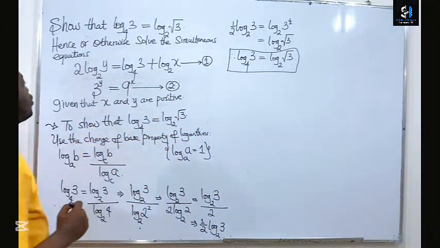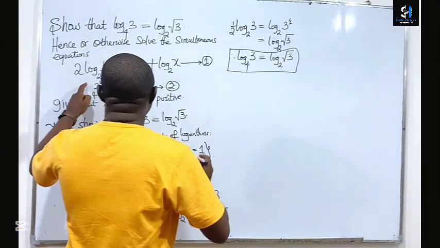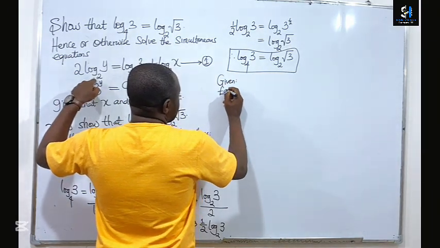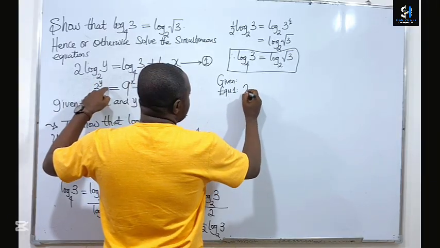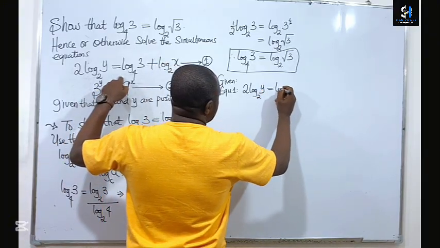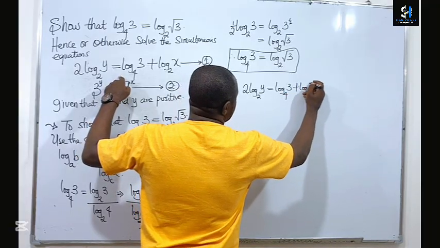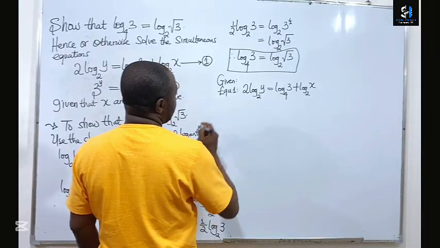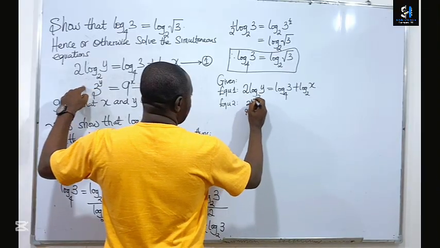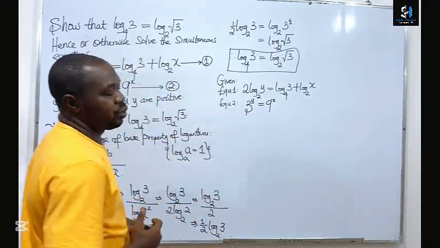So the second question is to solve for the positive values of x and y. We are given the first equation, that's equation 1. Equation 1 is 2 log to base 2 of y equals log to base 4 of 3 plus log to base 2 of x. That's the first equation. Then we have equation 2. Equation 2 is 3 exponent y equals 9 exponent x. Now let me start with equation 1.